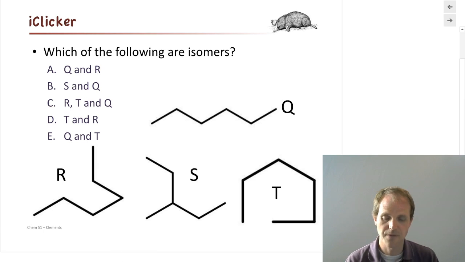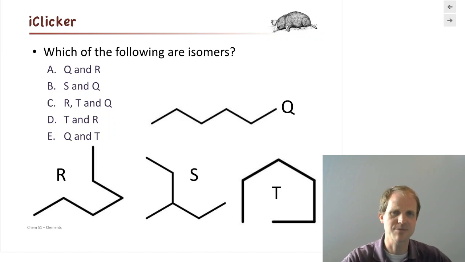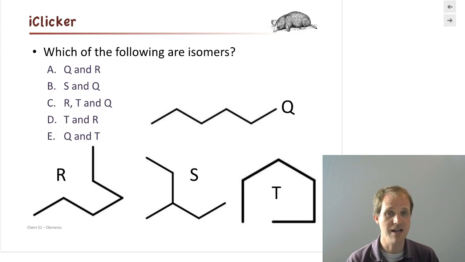So your turn. So which of the following are isomers? Now, turns out there's more than one set of isomers in here, but only one set that's in your possible answer. So don't get confused by, hey, these are isomers too. Yeah, I just didn't list them. So of the possible answers there, look at these things. Which are isomers? The other ones are all conformers.